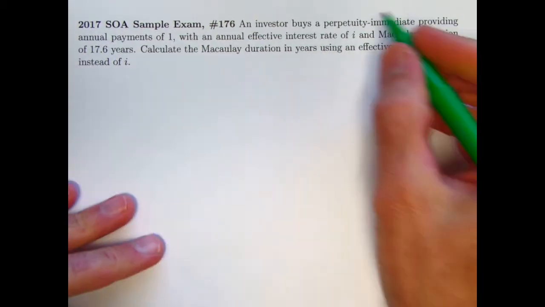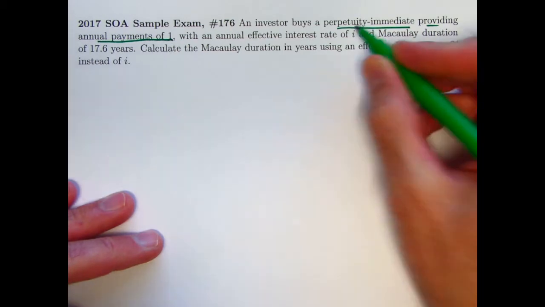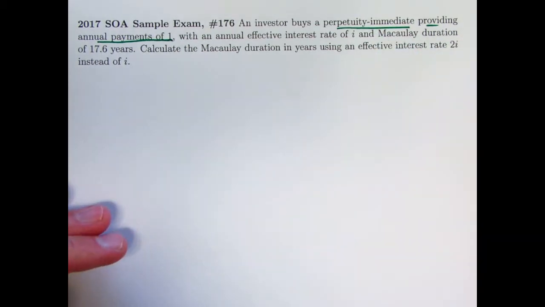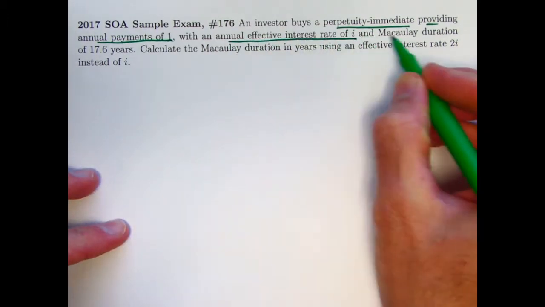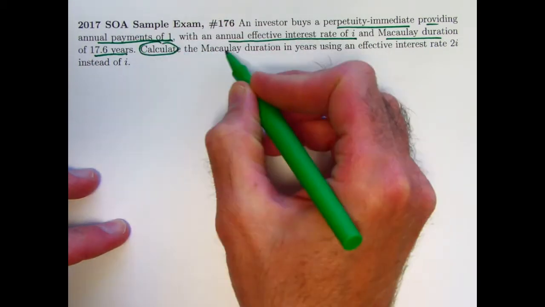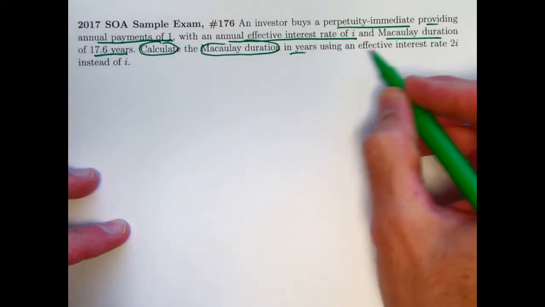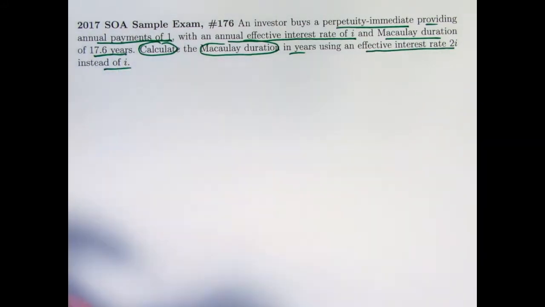So we have an investor that buys a perpetuity immediate providing annual payments of 1. So perpetuity means it goes on forever. Immediate means the first payment is actually 1 year after time 0, with an annual effective interest rate of i and a Macaulay duration that's given to be 17.6 years. Our goal is to calculate the Macaulay duration in years when we double the interest rate, using an effective interest rate of 2i instead of i.